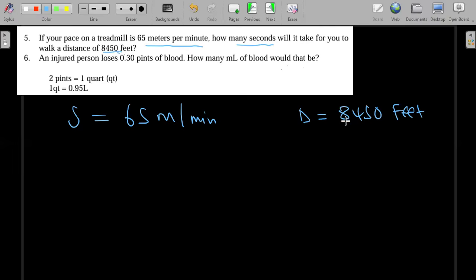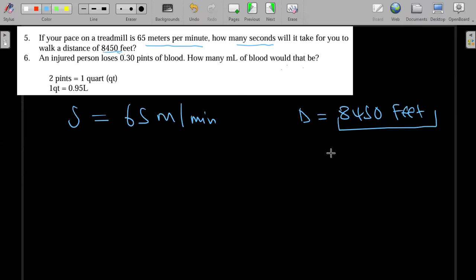You first of all have to convert this distance from feet to meters. And then once you have your meters, you can calculate the time in minutes. And then once you have your time in minutes, you can convert it to seconds. You can move like that, or you can use a direct conversion using dimensional analysis, but that one usually confuses you guys. So it's better you do it step by step.